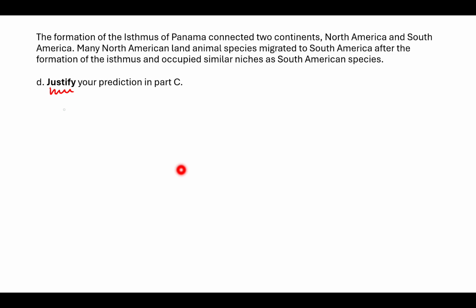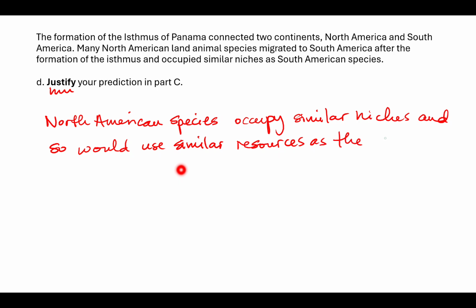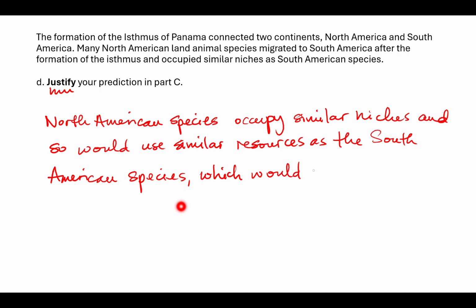So that is something along the lines of the North American species occupy similar niches and so would use similar resources as the South American species, which would increase competition for the limited resource supply.